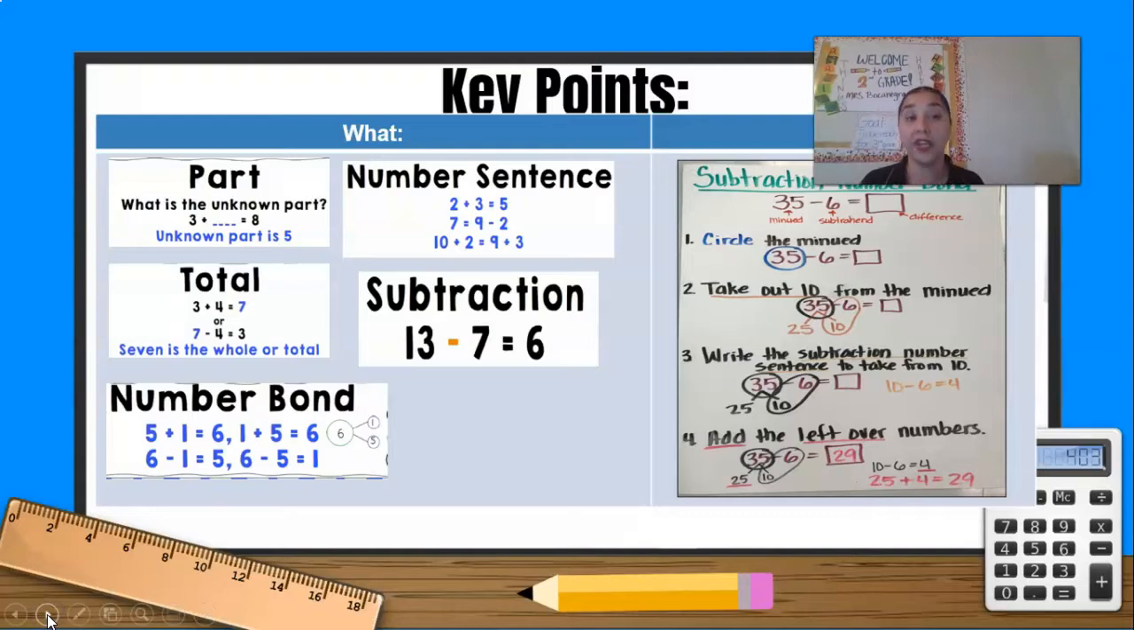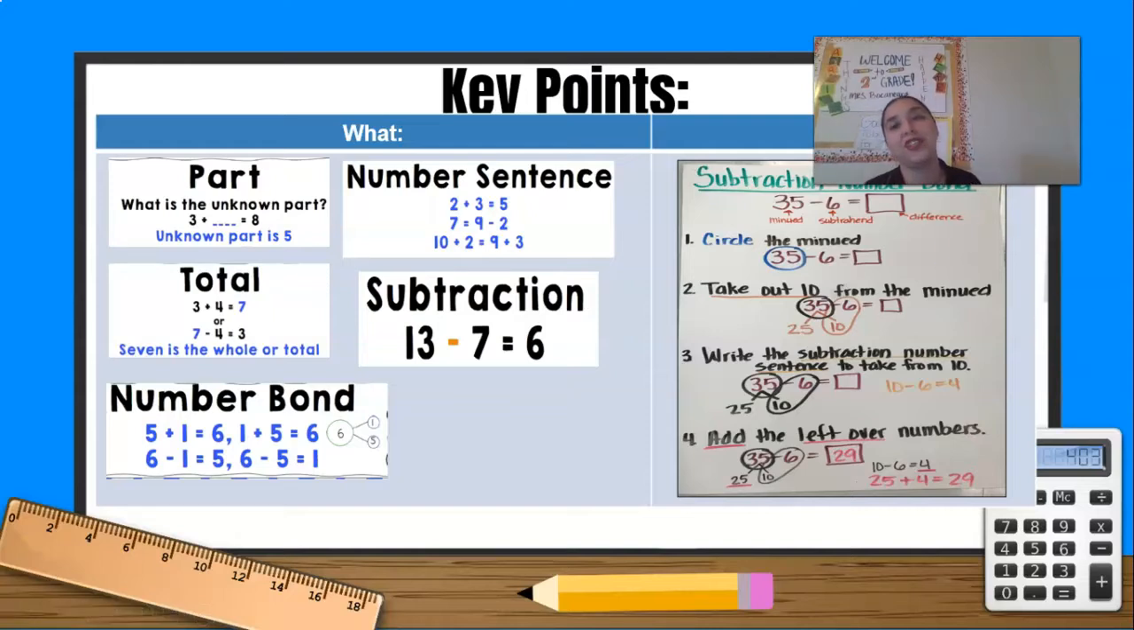Well, here's what we need to learn. We need to learn that a part and a part make up a whole. And a whole is the total. We have subtraction number sentences and addition number sentences, and they're called number sentences, boys and girls. And subtraction means that you are taking a part from the whole and you end up with another part.